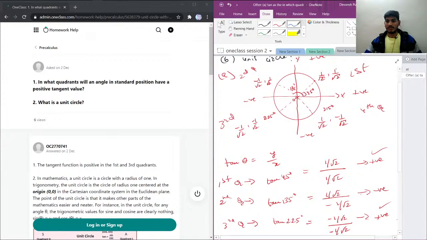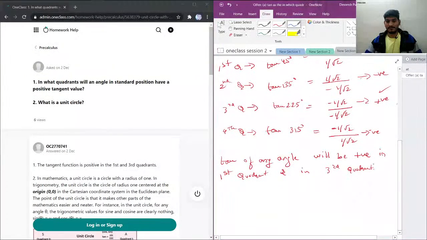So we just found out that in the first quadrant tangent is always positive, and in the third quadrant tangent is always positive. And there is one more reason, like the tangent is basically y by x. So here we can see in the first quadrant all the values of y and all the values of x is going to be positive. So therefore my y by x is always going to be positive. And in the third quadrant my x and y both are going to be negative. So negative over negative is going to be positive, and therefore in the third quadrant my tangent is positive.